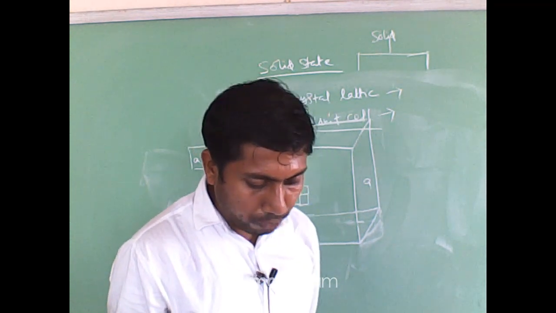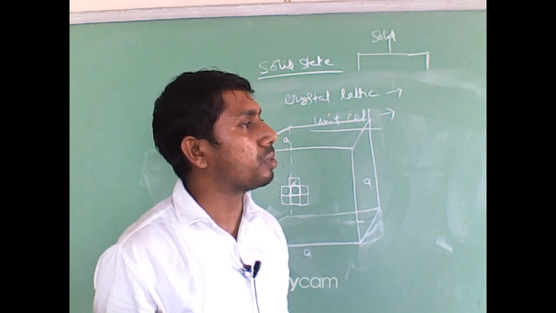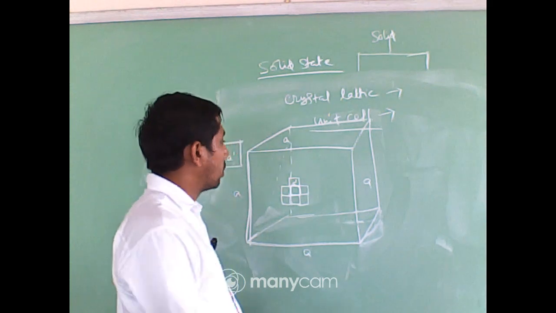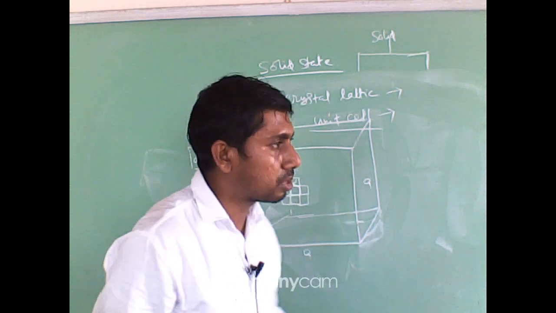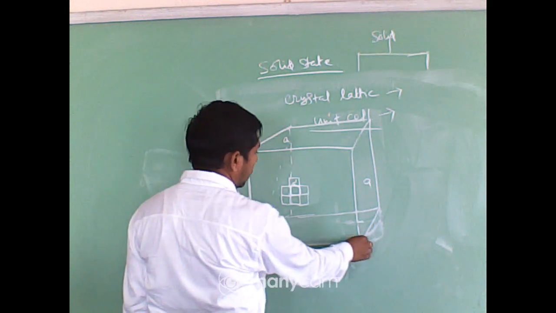There are only 14 possible 3 dimensional lattices. What are the 14 possibilities? The 14 possibilities are like that. For example, this is one unit area.